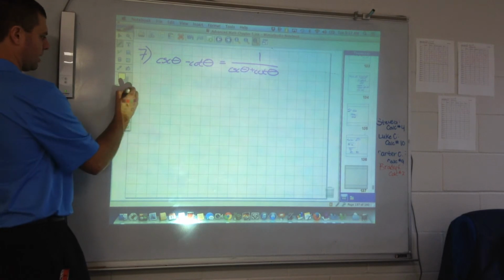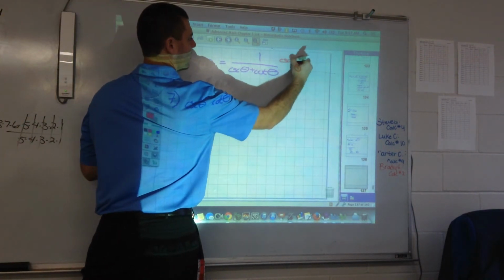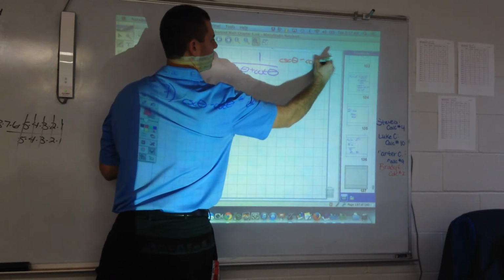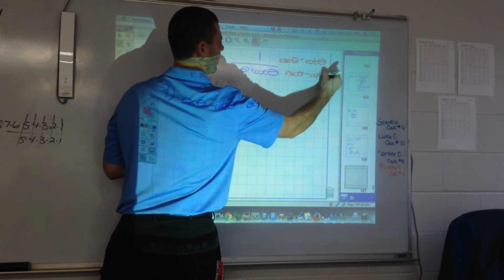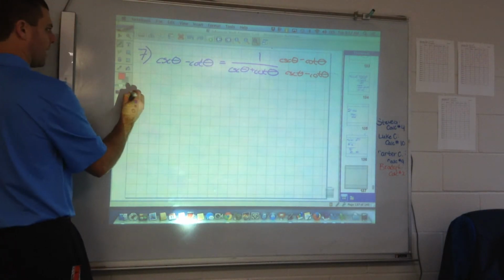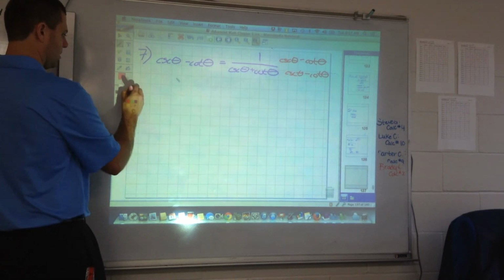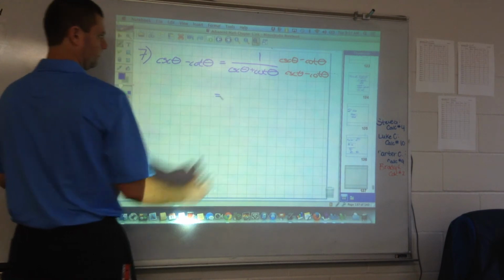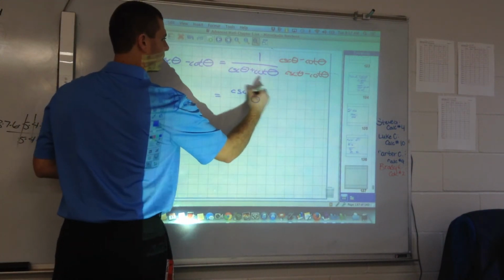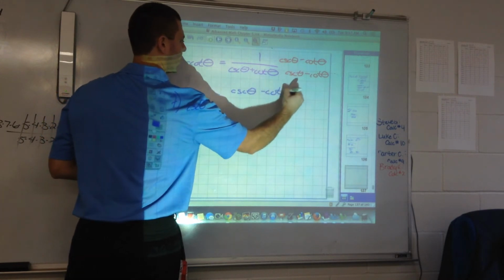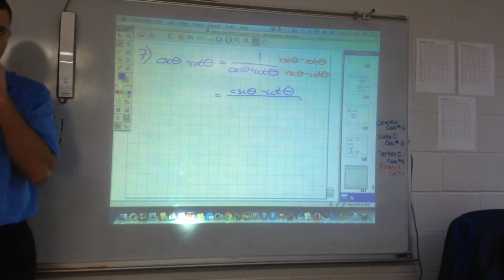So if I take both the top and the bottom by cosecant theta minus cotangent theta, cosecant theta minus cotangent theta. If I multiply the top and the bottom, one times that is, that's nice, cosecant theta minus cotangent theta. On the bottom though, what am I going to have to do?